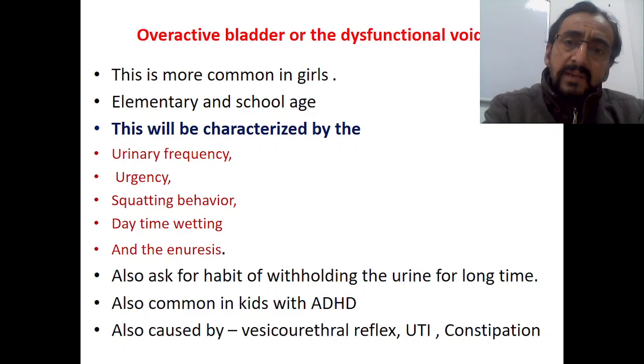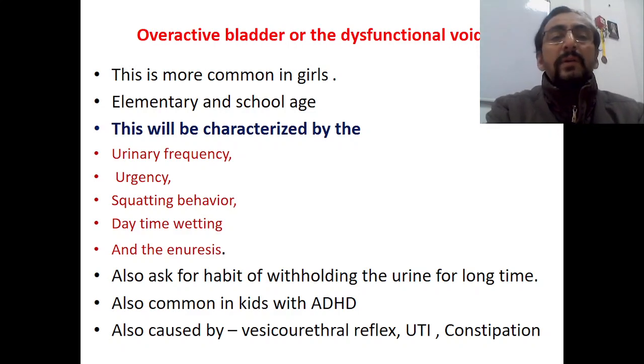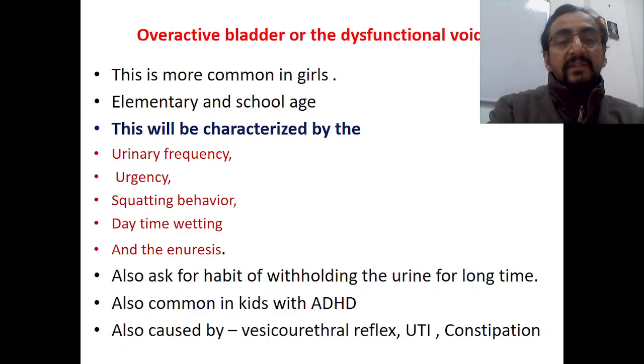Another condition which may lead to enuresis is overactive bladder or dysfunctional voiding. This is more common in girls, especially elementary and school age. It is characterized by increased urinary frequency, increased urgency, and squatting behavior. Daytime wetting will also be there, and there is also enuresis at night hours.